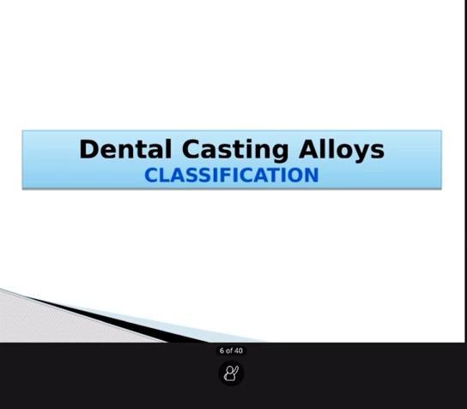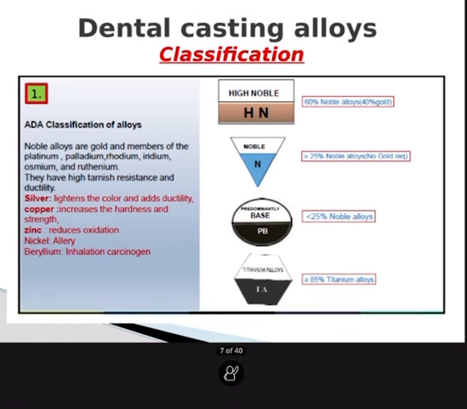So, what are the casting alloys? You have a classification. The first classification is according to the noble metal content: high noble, noble, and predominantly base metal. And there's one more, that is titanium alloys also.